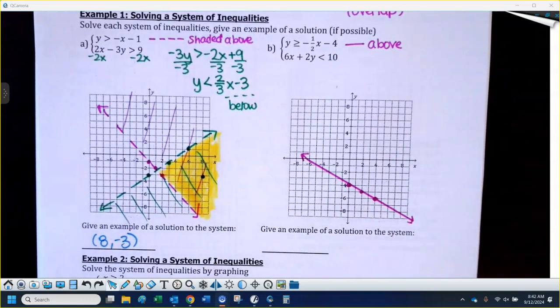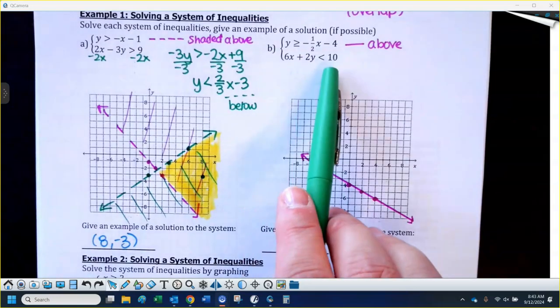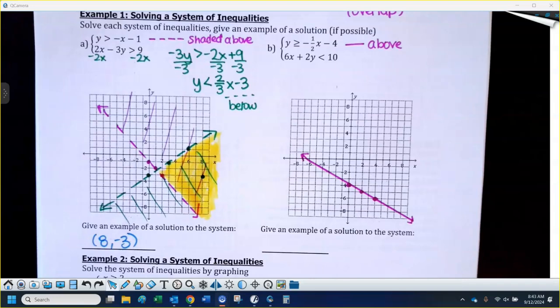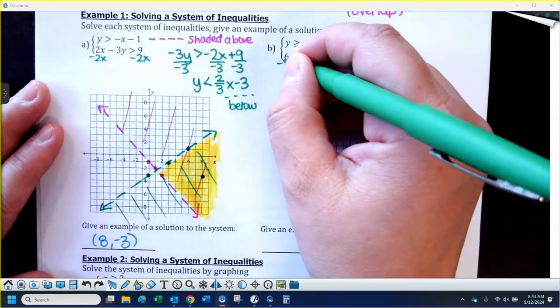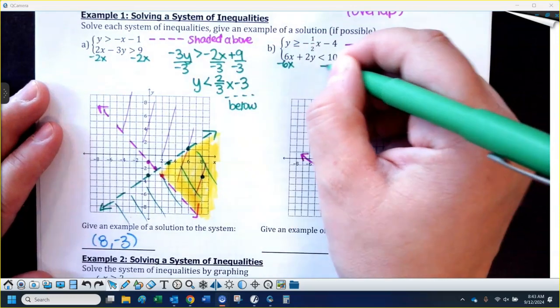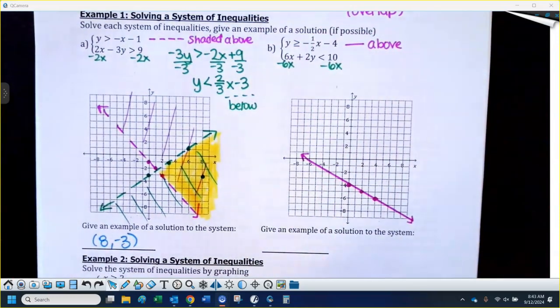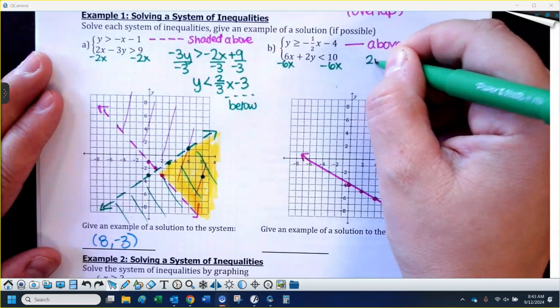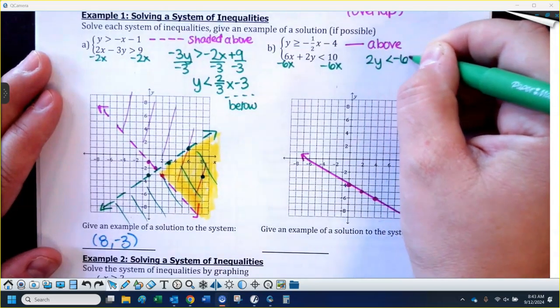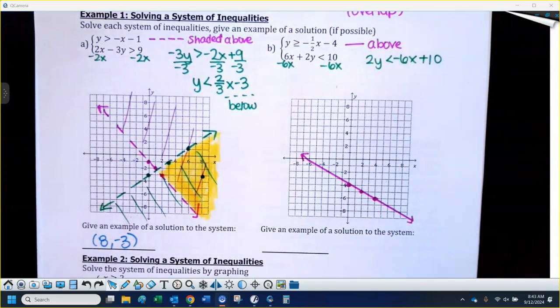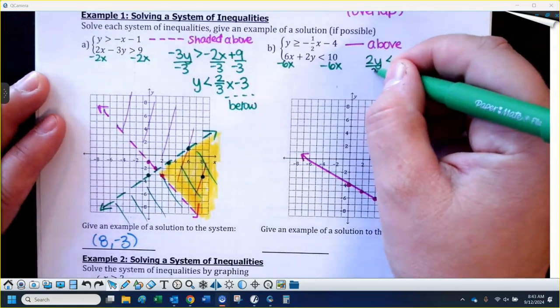And again, we could do intercepts, but on this second inequality they give us, 6 doesn't go into 10 nicely, so I might just go ahead and do what I did on that last question and put this in slope-intercept form just by subtracting 6x real quick. And so I'd have 2y is less than -6x + 10. I'm just going to slide the 10 down a little bit, divide everybody by 2.